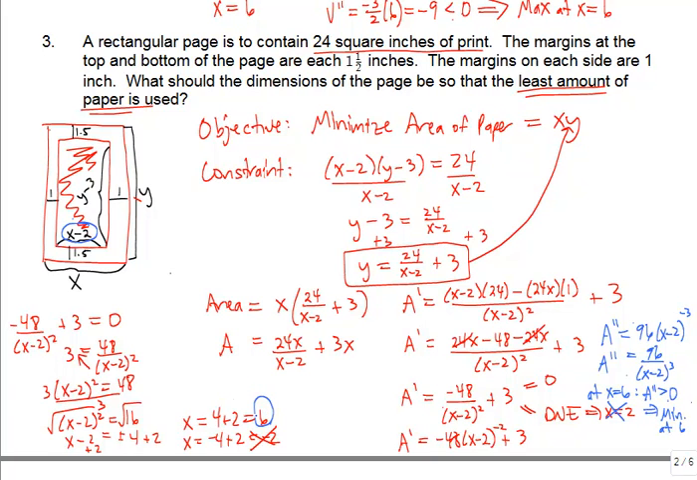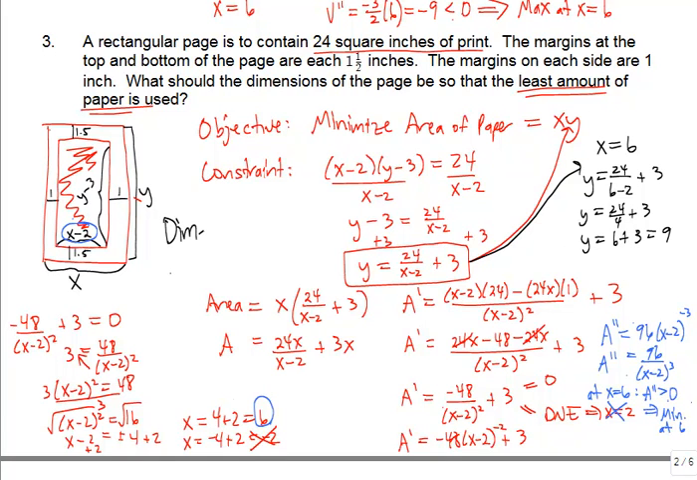So last but not least, we know what x is, we just need to figure out what y is. So if I know that x is 6, I'm going to come up here and plug in 6 for x. So y would be 24 over (6 minus 2) plus 3. So 24 over 4, which is 6, and 6 plus 3 is 9. So our dimensions are 6 inches for the x by 9 inches for the y. Okay?